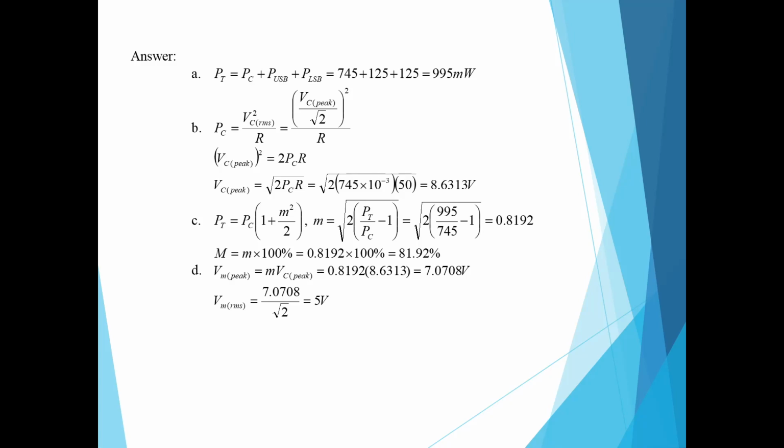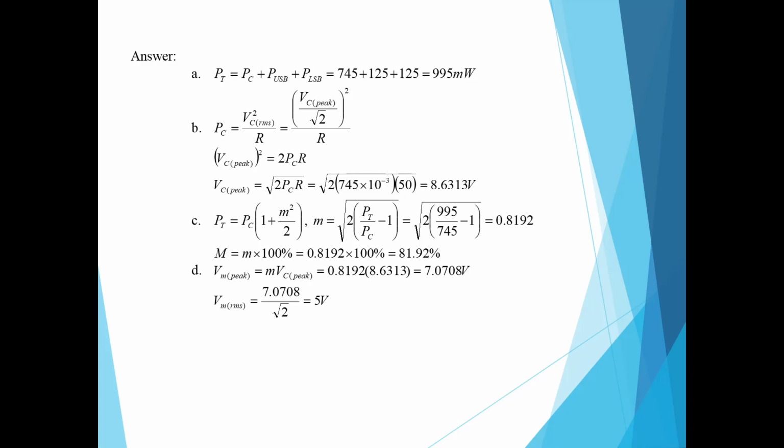And then you square root this one, you get 6.103. So this is 6.103. Okay, so this is RMS.